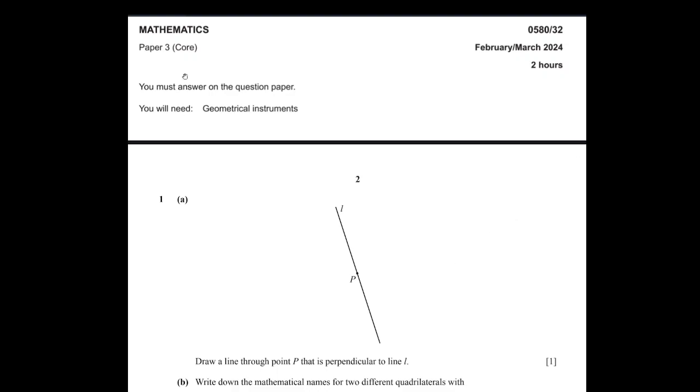Hello everyone. In this video I am going to solve Cambridge IGCSE Mathematics Paper 3 Core, 0580/32, February/March 2024. In this paper you need geometrical instruments, and you can also use a calculator wherever needed.